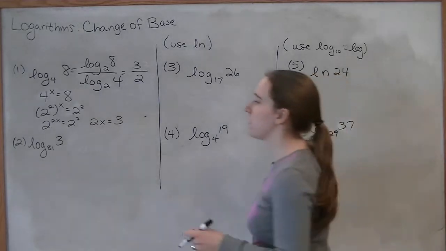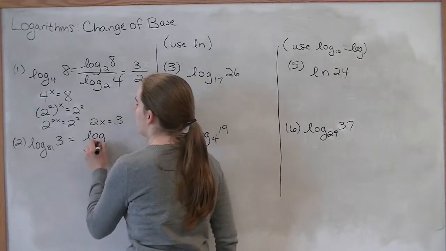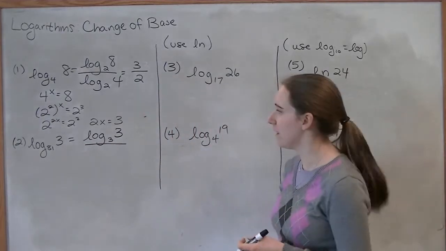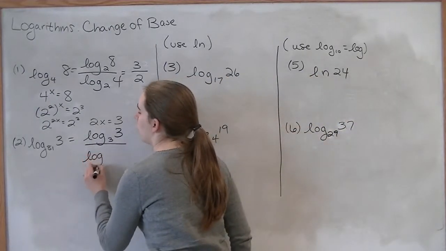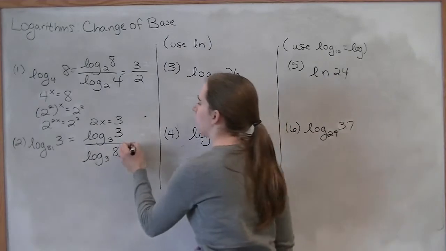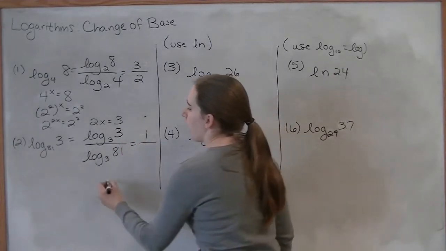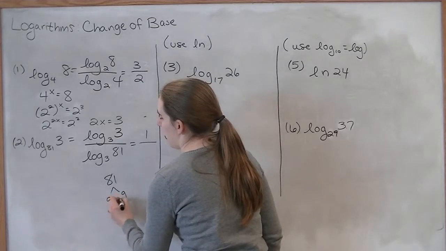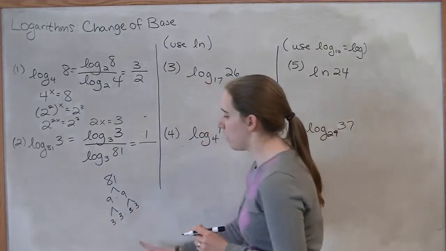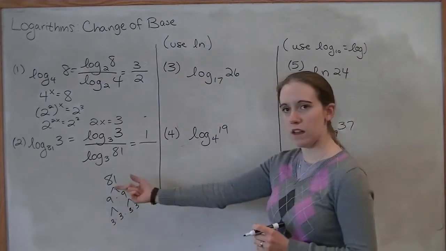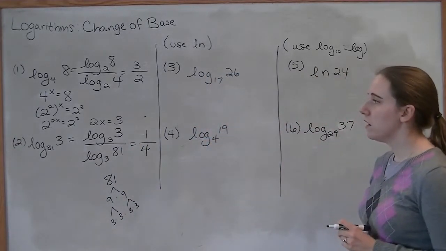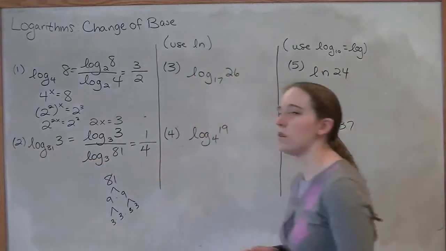We can do the same thing with this second example. We can take log base something of 3. I'm guessing it's probably going to be 3, since I don't know anything else that would help me there, over log base 3 of 81. Now log base 3 of 3 is easy, that's just 1. Now if I think about 81, I know that's 9 times 9, and each 9 is 3 times 3. So 3 times 3 times 3 times 3 gives me 81, so 3 to the 4th is equal to 81. So this logarithm is just 1/4.